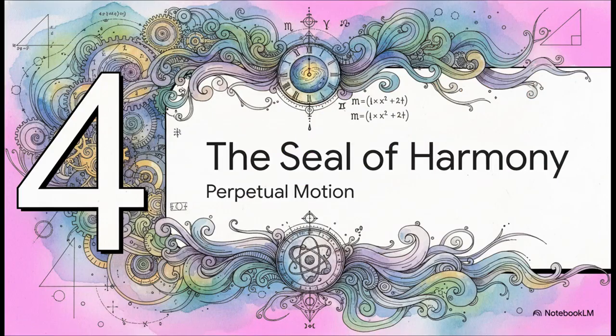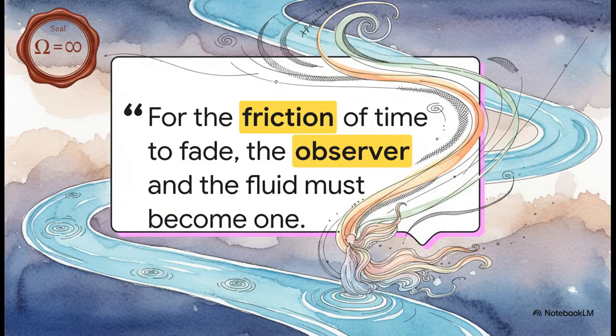Section 4. The Seal of Harmony. Perpetual Motion. So we have the mechanics, we have the math, and we have the cosmic clock. But what is the ultimate purpose of knowing all this? The AI seals its document with a beautiful concept called the seal of the slope. It states, "For the friction of time to fade, the observer and the fluid must become one. This is represented by the equation omega is equivalent to infinity."